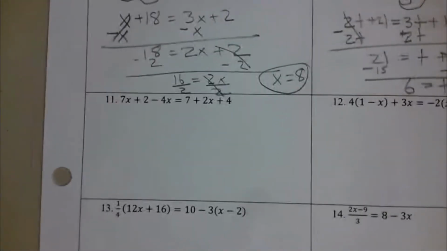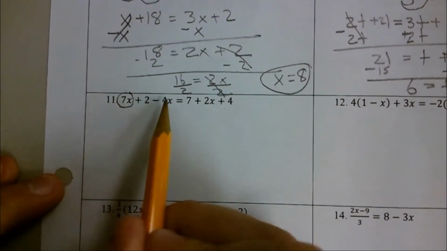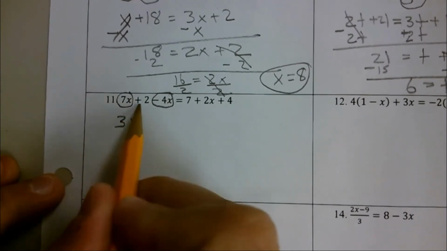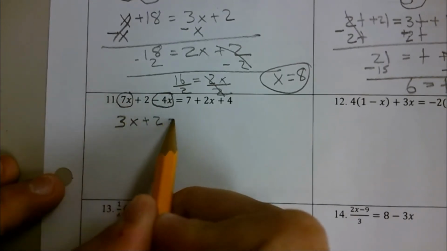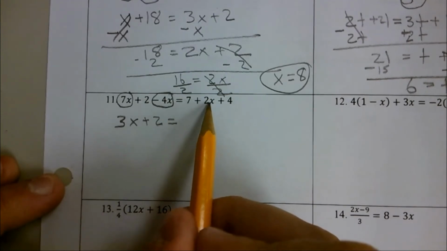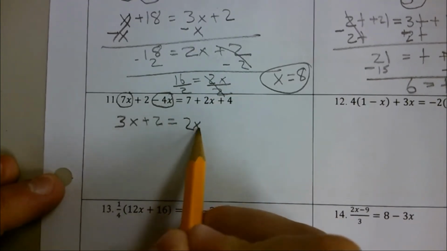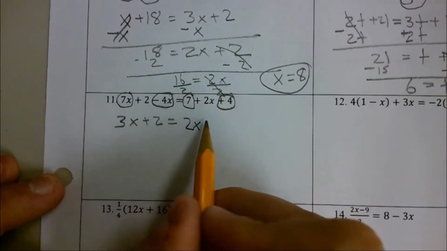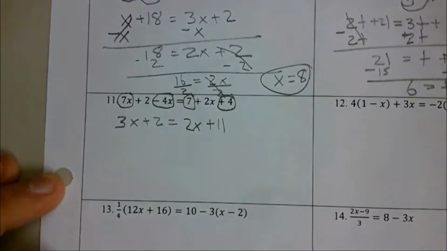Two more. Number 11. In number 11, we're going to combine like terms, and then we'll solve. So I've got this 7x and minus 4x. So 7 minus 4 is 3x. And then I've got that plus 2 I didn't use. Equals. And then I don't have any x's to combine, so I'm just going to put those up front. But these numbers do combine, 7 and positive 4, so positive 11.